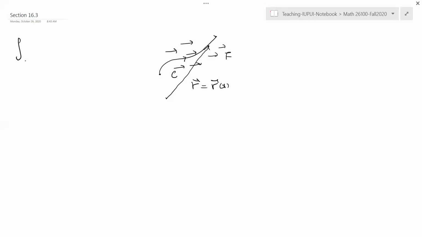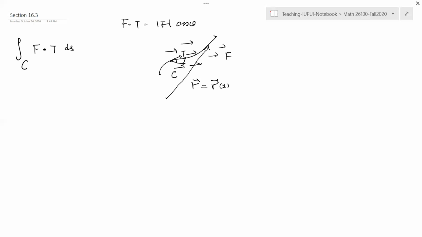So the integral over C of F dot the unit vector T ds is called the integral of the vector field along the curve. At every point, there's a unit tangent vector there, and this is just an inner product. F dot T is going to be the length of F times cosine theta, where theta is the angle between them.